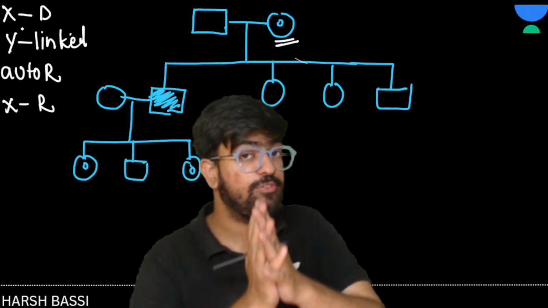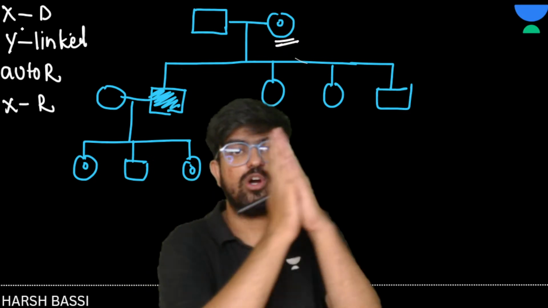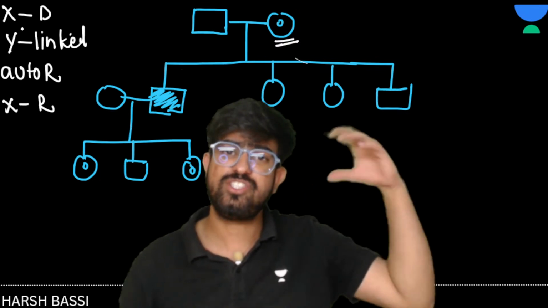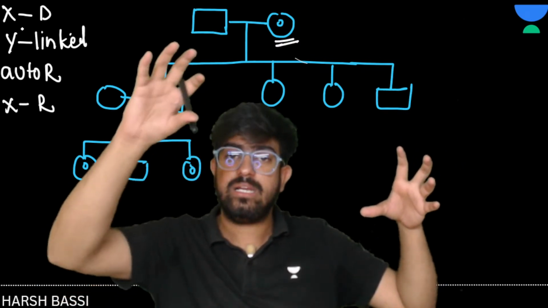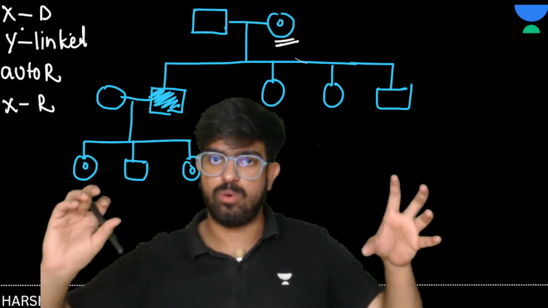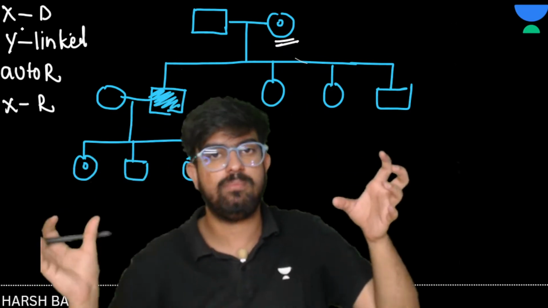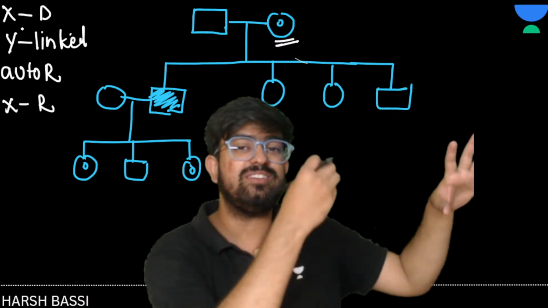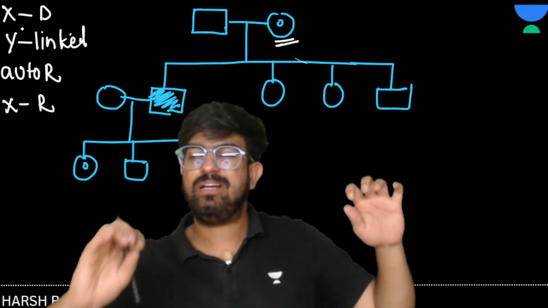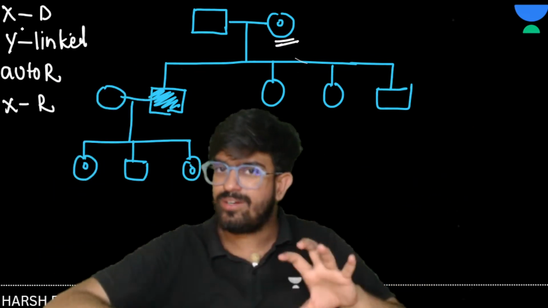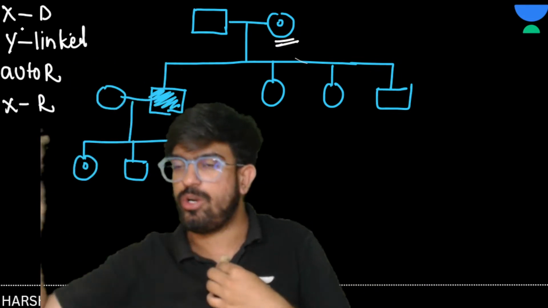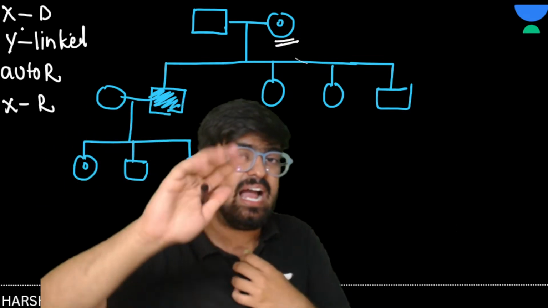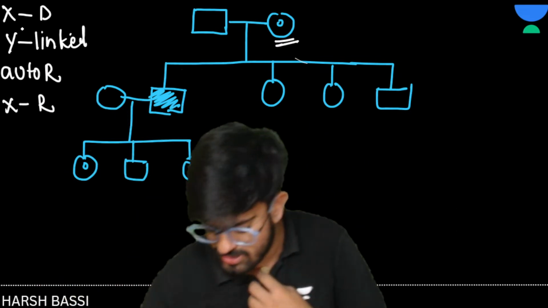First of all, you need to figure out whether we should work on autosome or on sex-linked. First check whether it's going from mother to son and daughter both. If it is, then it's autosomal, and after that you figure out whether it's autosomal recessive or dominant. But if it's going from mother to son only, or mother to daughter, father to daughter only, then it can be X-linked or Y-linked. After that we figure out whether it's dominant or recessive.